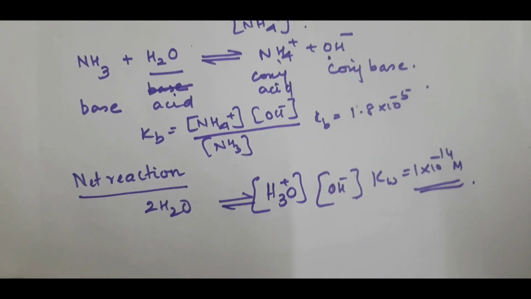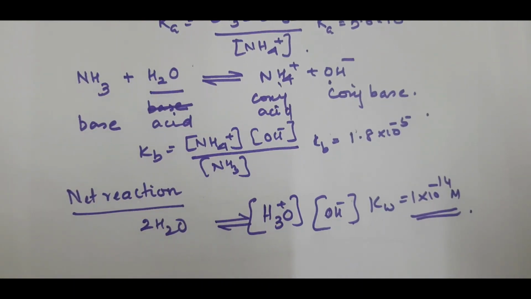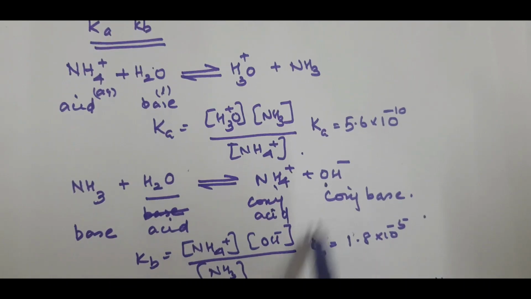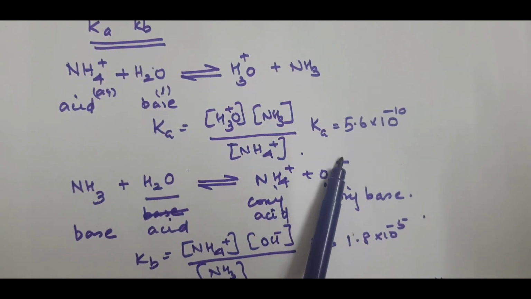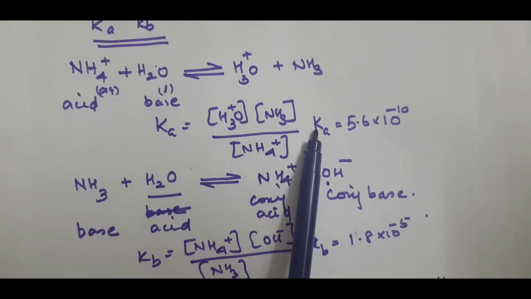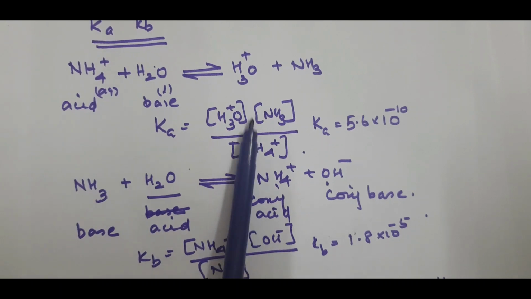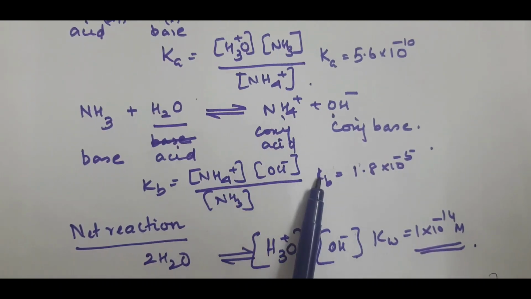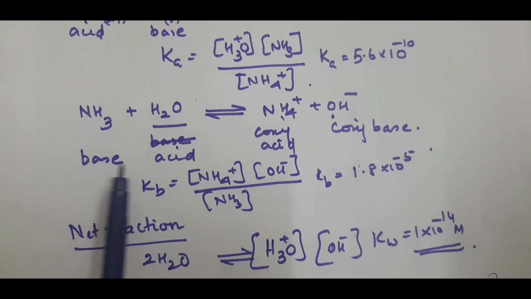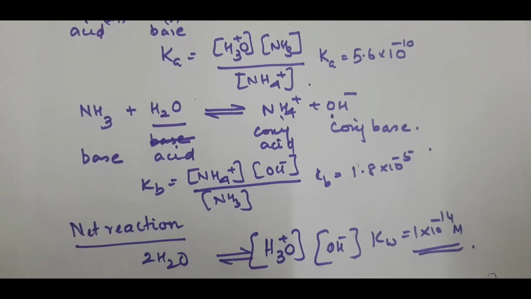If you take these three separate reactions, we can find the relation between Ka and Kb. Ka represents what? Ka represents the strength of NH4 plus as an acid. Correct. Ka represents the strength of the acid. What is the acid here? NH4 plus. And what does Kb represent? Kb represents the strength of the base. Who is the base? Ammonia is the base. Correct.